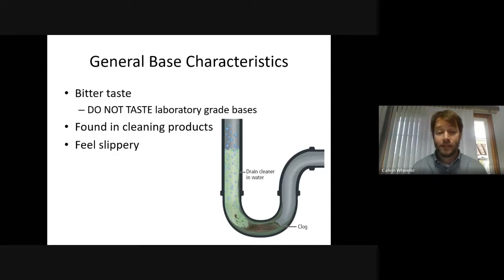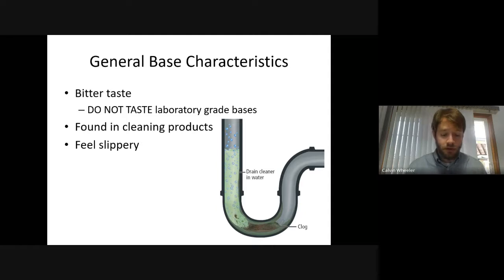So bases have a bitter taste. If you ever put a base in your mouth, which I would never do, I can't think of any base that's edible, but it would have a bitter taste. Bases are often found in cleaning products. Soap is a base.